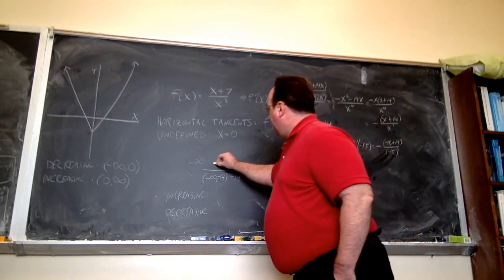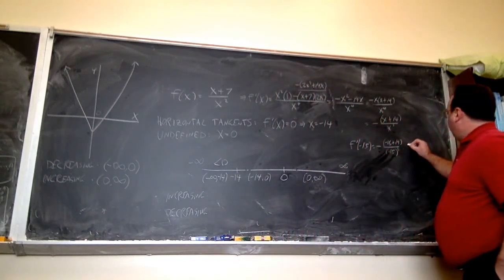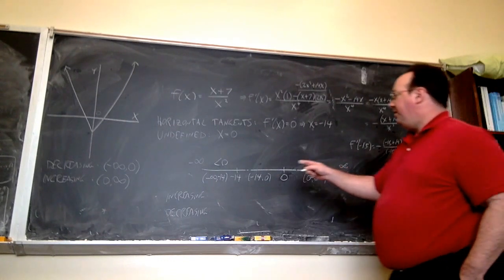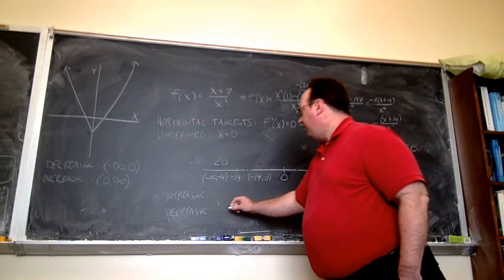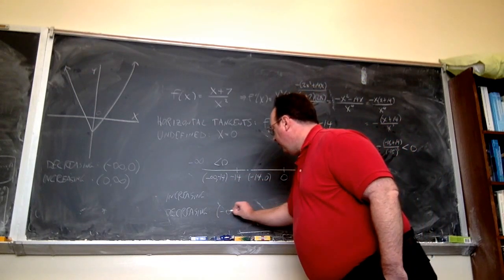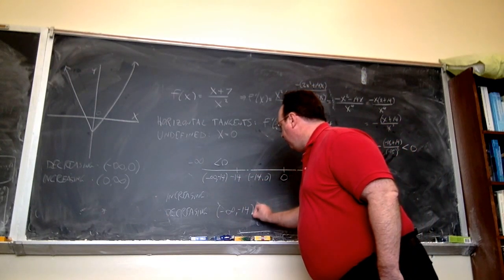So f prime of minus 15 is negative. That means that the function is decreasing on this interval. So I'll include that in my final answer. Minus infinity up to minus 14.